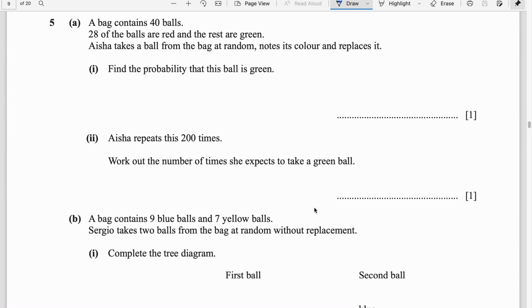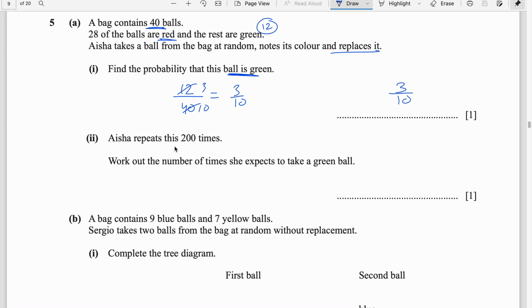Question number 5. A bag contains 40 balls. 28 of the balls are red and the rest are green. So 40 minus 28, 12 are green. Isha takes a ball from the bag at random, notes its color and replaces it. Find the probability that the ball is green. So if the ball is green, that is 12 out of 40, and 4 threes are 12, 4 tens are 40, so it is 3 by 10.